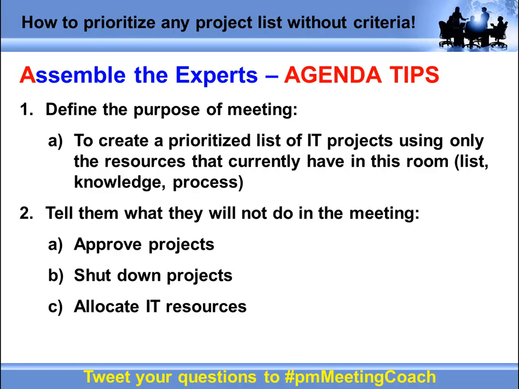With that said, last thing I tell my teams that I do this with is that we are not going to pass due to lack of information. We are not going to approve projects. We're not going to shut down projects. We're not going to allocate resources. And we're not going to pass due to lack of information. We're not even going to go back and get more information. We are going to what? Go back up to number one. We are going to create a prioritized list using only the resources that we currently have in this room.